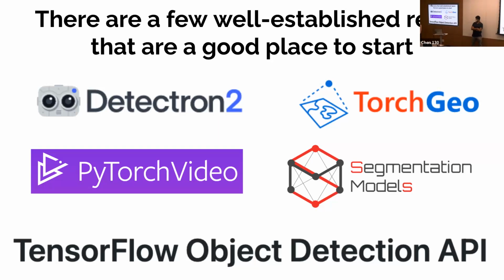How many of you have heard of or seen any of these before? Detectron 2, Torch Geo if you do remote sensing, Pytorch Video if we're working with video data. There's this great repo for segmentation just called Segmentation Models. It has a lot of different models supported. The TensorFlow Object Detection API, though that one's slowly being, I don't know, stopped being supported. And TensorFlow is a bit shady, so I would maybe not recommend that one. But if you do want to work with TensorFlow, that is there.